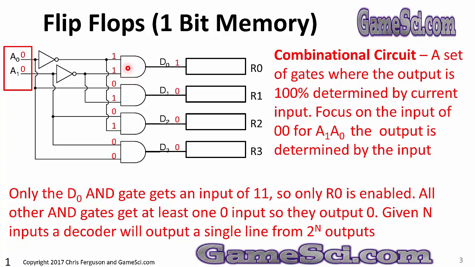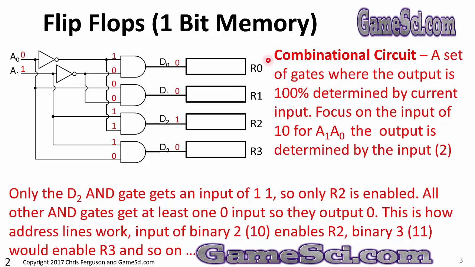With a 1, 1 fed into this AND gate, it will output a 1 and activate register 0. Only the D0 AND gate gets an input of 1, 1. Only R0 is enabled. All other AND gates get at least one 0 input, so they output a 0. Given n inputs, a decoder will output a single line from 2 to the n outputs. There are 2 input lines, so there are 4 output lines, and only one of these lines will go to 1.